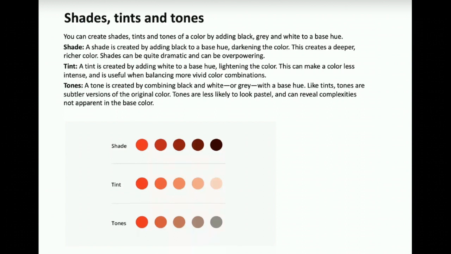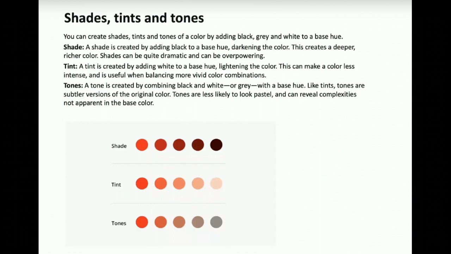With tint, you are making the color lighter. You are adding white to the color. You are making it softer. So you could also pick a particular type of color and add white to it in different percentages, and then you will get another variation of that particular color.